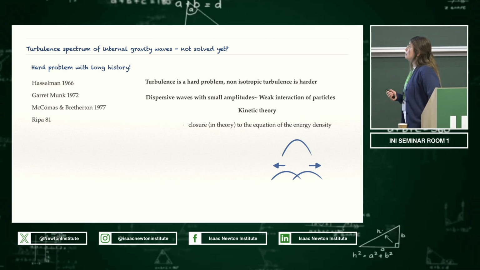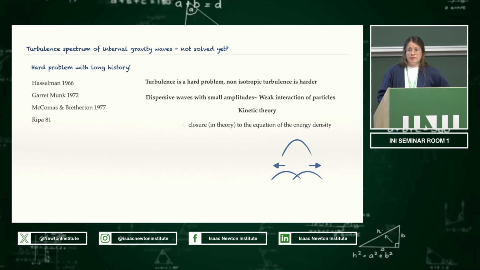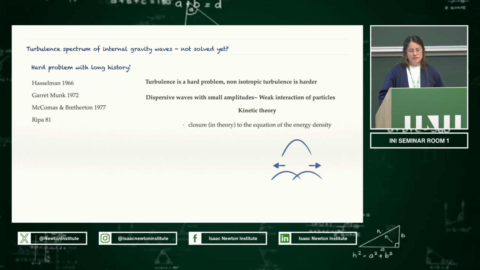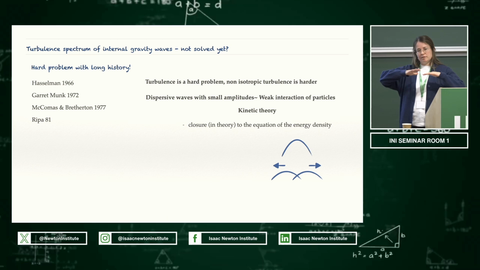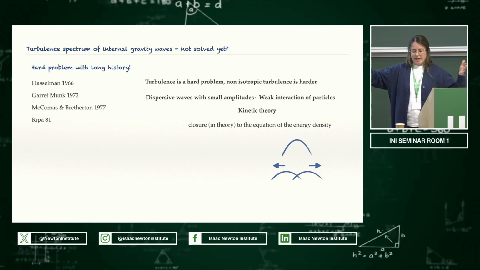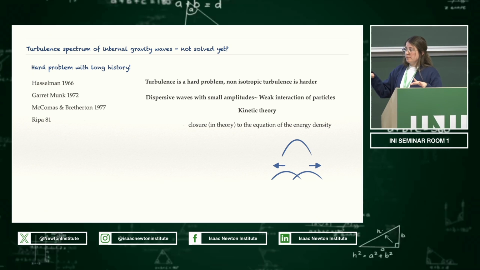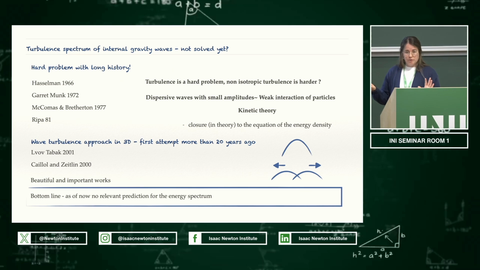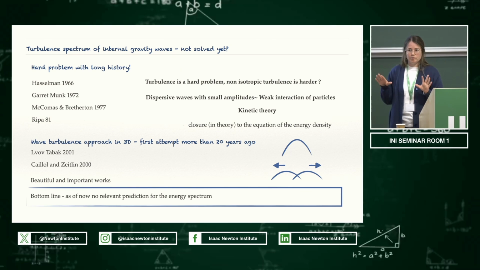Maybe the reason it was not solved yet is because, okay, we will all agree that turbulence is a hard problem, and probably non-isotropic turbulence is harder, but here, because we have dispersive waves, we can think about dispersive waves, if they have small amplitudes, as having, on one hand, a bounded region where they do not disperse completely, but on the other hand, they have enough space, so they're not packed. So we can think about them as weakly interacting particles if their amplitudes are small, and then we can try and write kinetic theory, like the Boltzmann equation, and then we will, in theory, have a closed equation. It will be nonlinear, but it will be closed for the energy density. And so kinetic theory for dispersive waves is usually called wave turbulence.